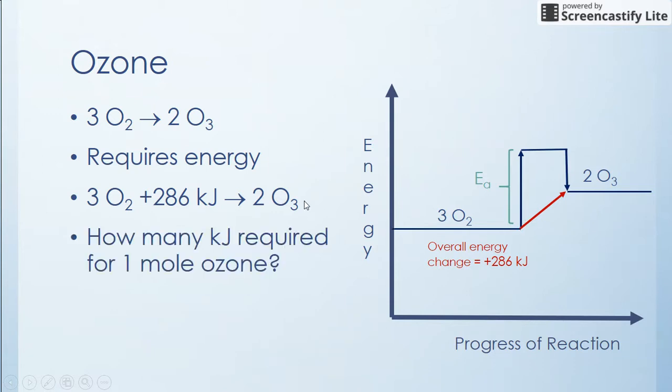And if we had 1 mole of ozone instead of 2, how much energy do you think it would take? It should hopefully make sense to you that it'll take half as much energy to get 1 mole of ozone. If it takes this much energy, 286, to get 2 moles, it would take half that much, or 143 kilojoules to make 1 mole. And that's that.